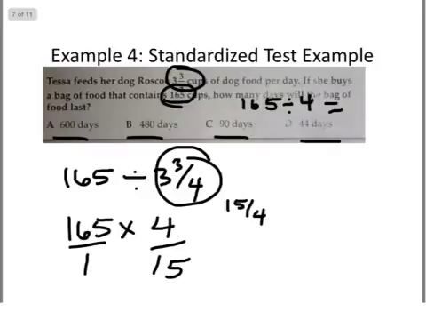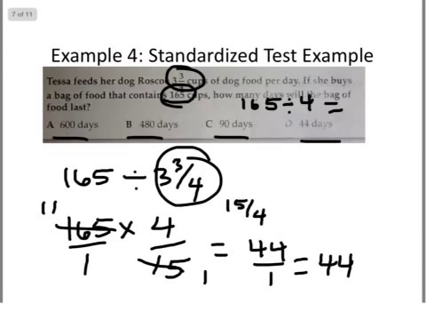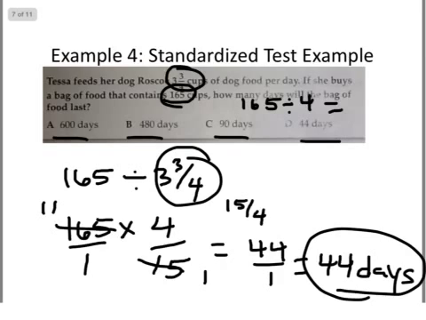Clearly, I see that 15 and 165 have a common factor, and I know that 5 goes into both of them, but I suspect 15 does too. 15 goes into itself 1 time. 15 goes into 165 11 times. That's going to make my life much simpler. So now I'm going to multiply 11 times 4. I get 44. In the denominator, 1 times 1, I get 1. So ultimately, this is 44 days that Tessa will be able to feed her dog, given the bag of dog food that she has purchased.